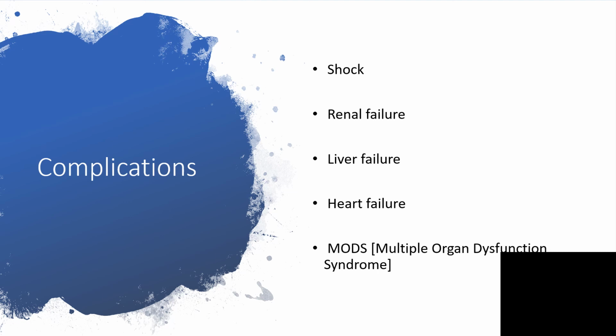What are the possible complications? Please listen to the presentation that I published on sepsis 1 and sepsis 2. The end result will be shock, hypoperfusion, leading to renal failure, liver failure, heart failure, and multiple organ dysfunction syndrome.